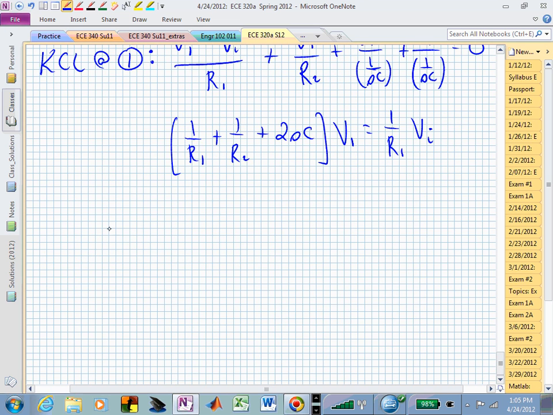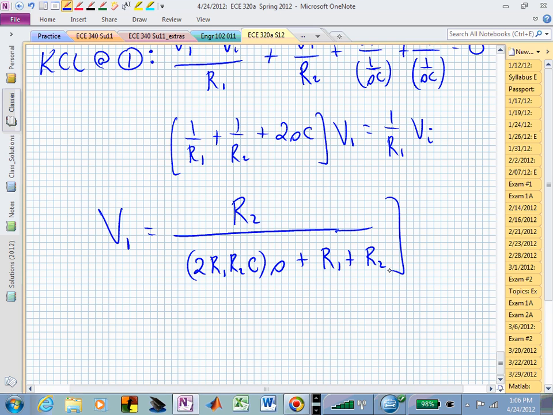And if we now solve that for V1, we end up with something that looks like R sub 2 over 2R1 R sub 2 C times S plus R sub 1 plus R sub 2, times V sub I of S. And that's now the transfer function between V sub I and that intermediate node that we called 1. And now can you sort of see what this might look like as a frequency response between V sub I and V sub 1?